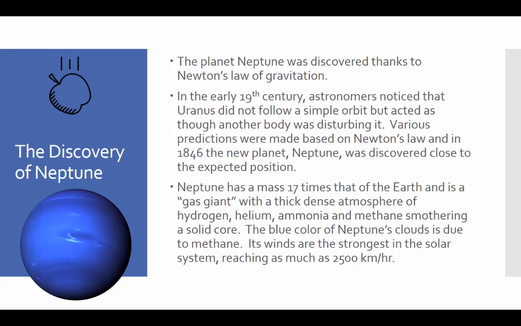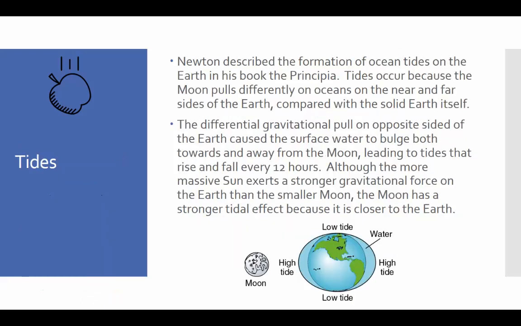All right, the last thing I wanted to cover today is the impact of gravity on tides. Now, Newton describes the formation of ocean tides on the Earth in his book Principia Mathematica. Tides occur because the moon pulls differently on oceans on the near and far sides of the Earth compared with the solid Earth itself. This differential gravitational pull on opposite sides of the Earth causes the surface water to bulge both towards and away from the moon, leading to tides that rise and fall every 12 hours.